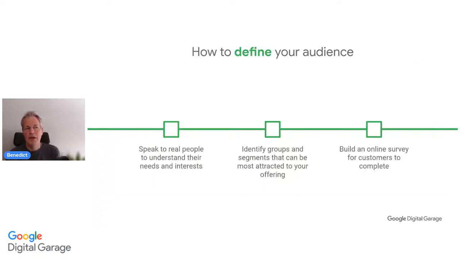Okay. So how do you define your audience? Now, the ideal thing, what most of us would prefer to be able to do, is speak to real people to understand their needs and interests. Obviously, if you do have a store, or if you speak personally to these people, say you've got a warehouse or a place where you have your workshops, wherever it might be, and you can speak to them, then it's really nice, because you have that form of communication.